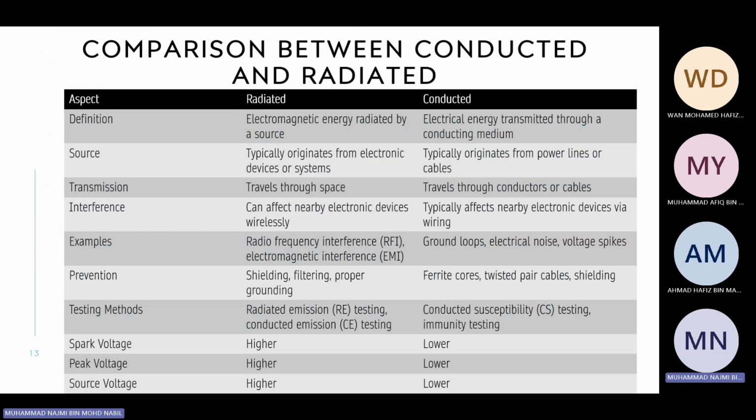So this is the comparison between conducted and radiated emission. From the table at the bottom, it shows the comparison from this assignment. For spark voltage, the radiated is higher voltage, while conducted shows the lower voltage. For peak, also higher for radiated and conducted shows lower voltage. Same as source voltage, radiated is higher and conducted is lower.